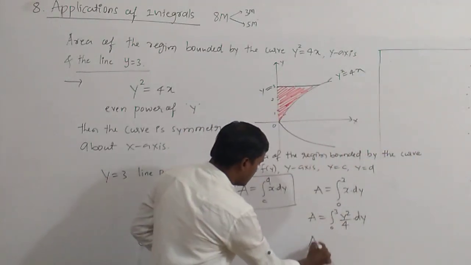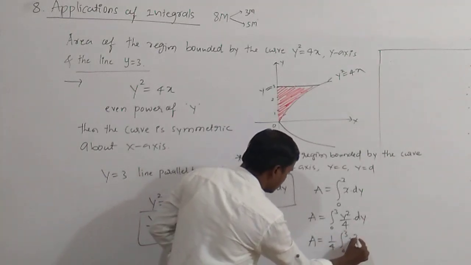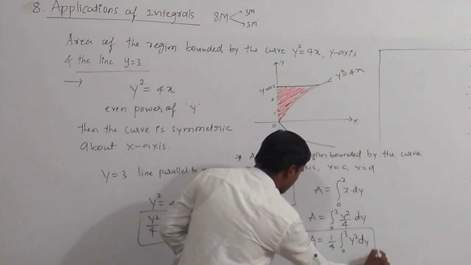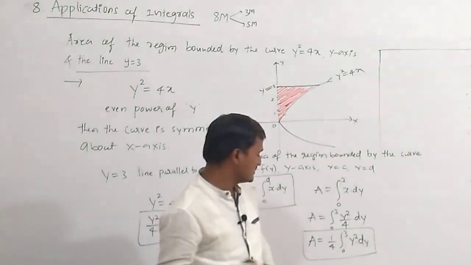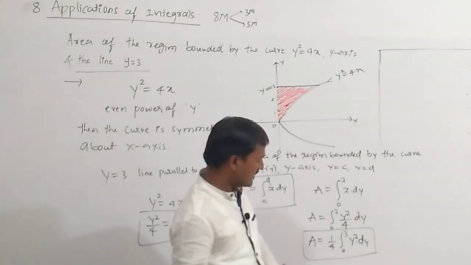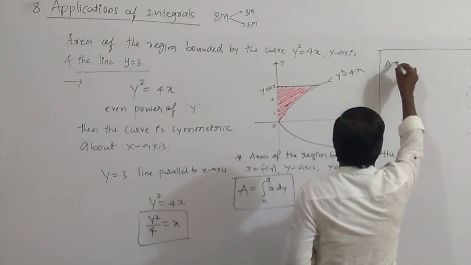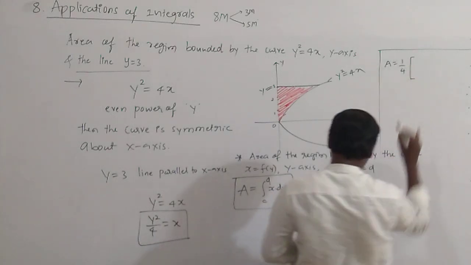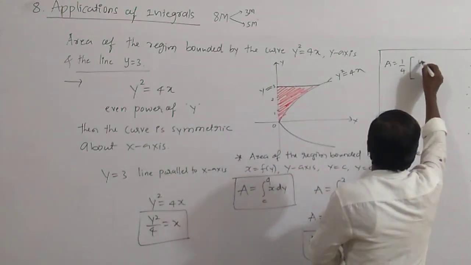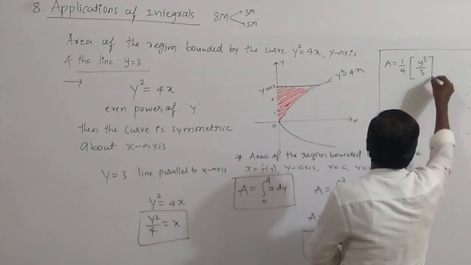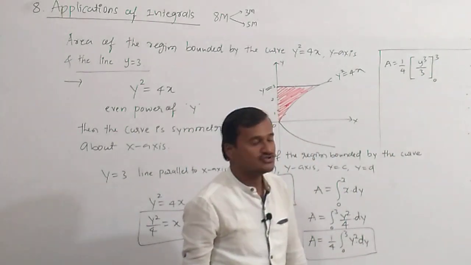So here A is equal to, I will take 1 by 4 outside, the integral from 0 to 3, and here you are getting y square dy, right? What is the integration of x square with respect to x? That is x cube divided by 3. If it is y square with respect to dy, it is the same formula. Therefore 1 by 4 as it is, and the integration of y square is y cube divided by 3 over the limit 0 to 3.